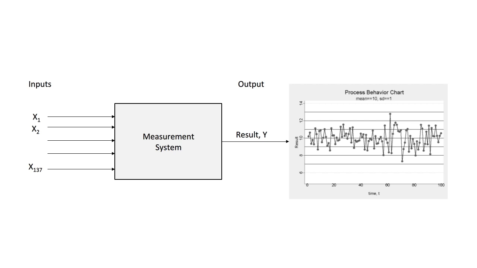And here I show a system with 137 inputs, just for an example. This sounds crazy, but in fact, maybe that is the number of factors that affect the output. The point is, there's many inputs.